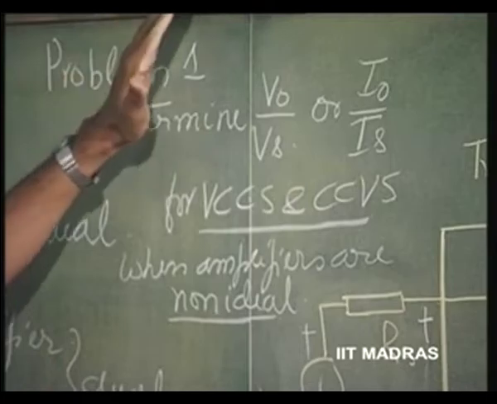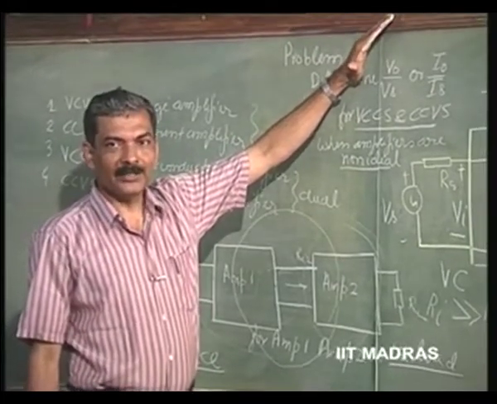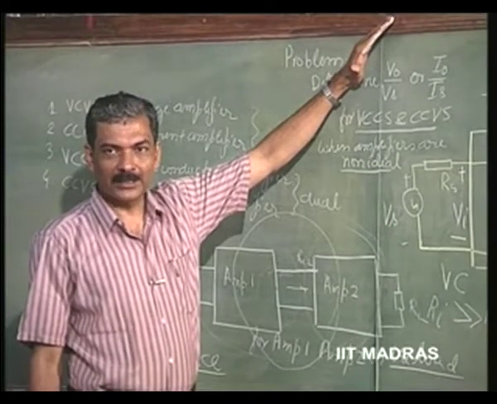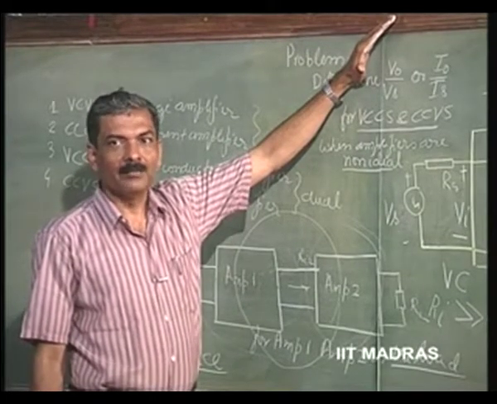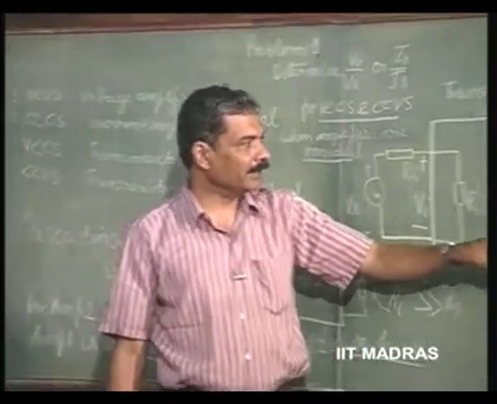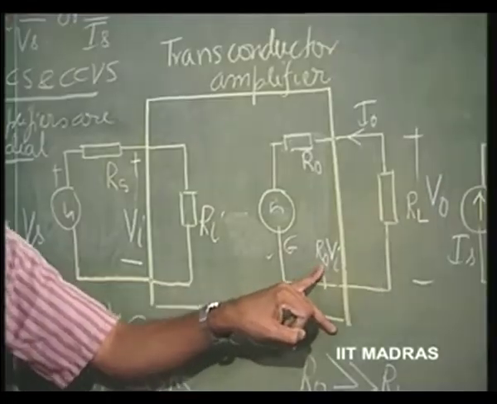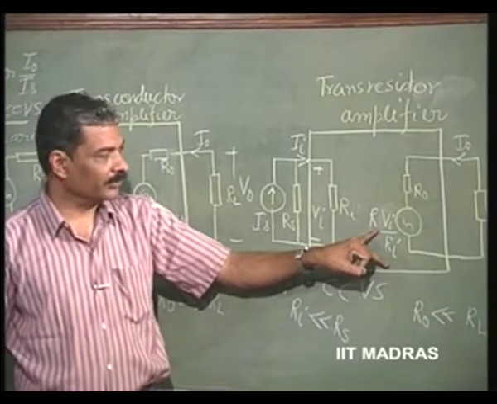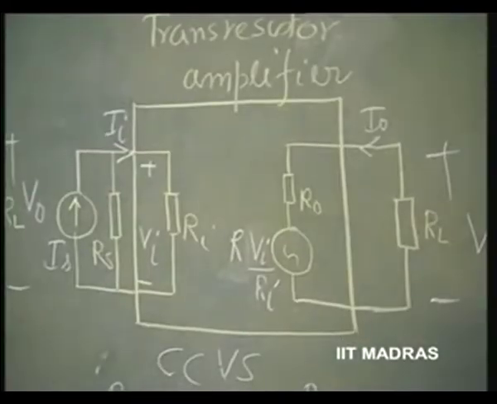Okay. The hint that is given here is that the expression that you have derived earlier for V naught over Vs in the case of voltage controlled voltage source, and I naught over Is in the case of current controlled current source, become valid, except that you have to replace, in the case of voltage controlled current source, the K by G R naught, and in the case of this current controlled voltage source, the K by R over Ri. Okay. Except that.